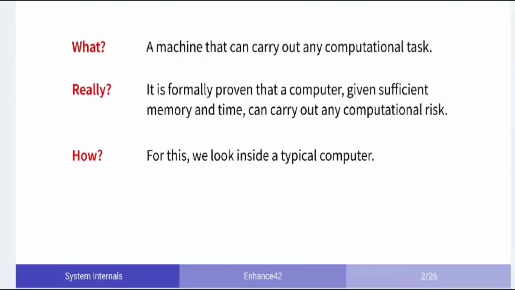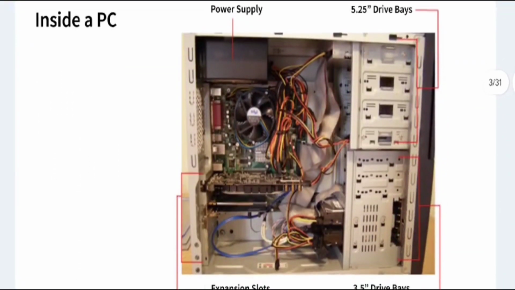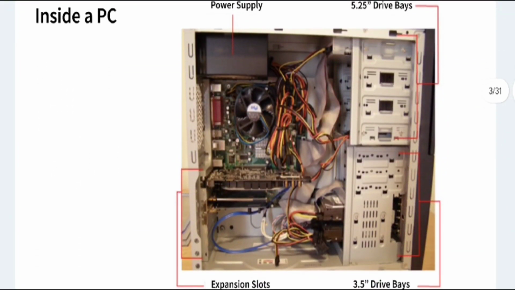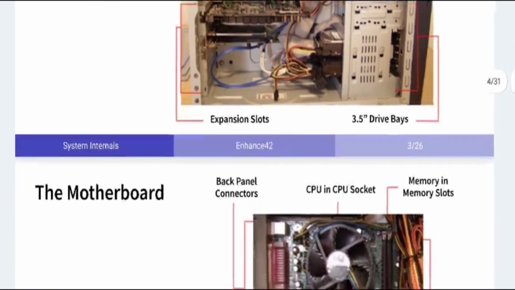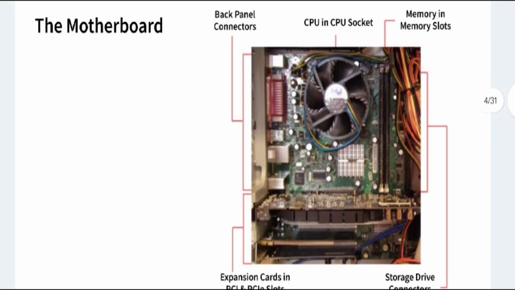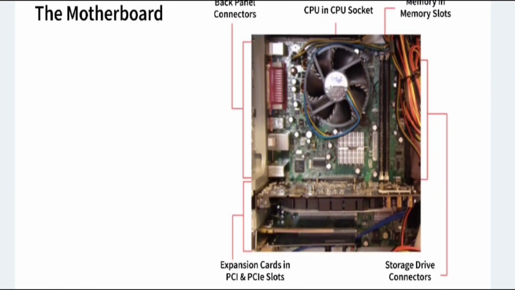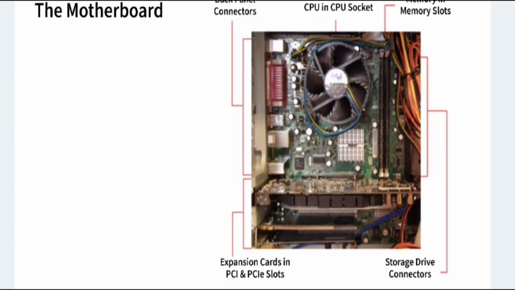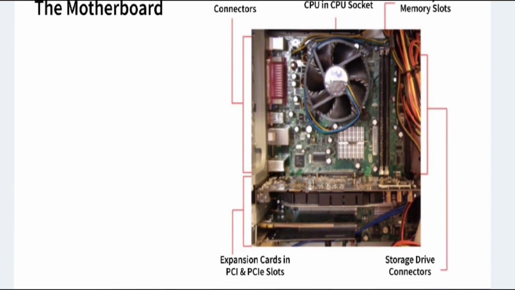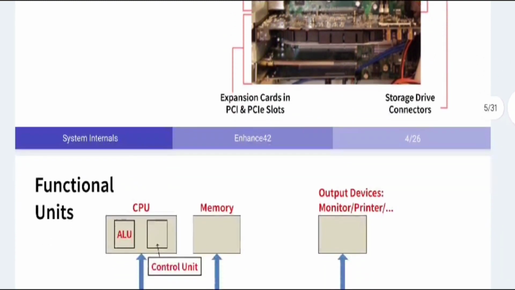For this we look inside a typical computer. Inside a PC, there is a power supply, drive bays, and expansion slots. And inside the motherboard, there are back panel connectors, expansion cards in the PCI slots, storage drive connectors, memory in memory slots, and CPU in the CPU socket.